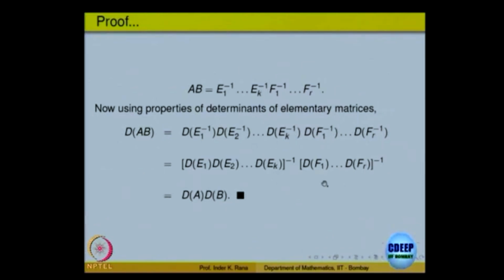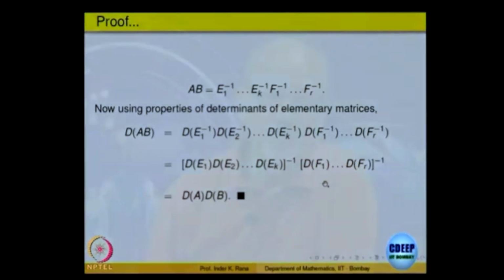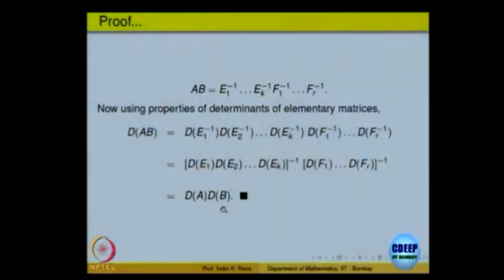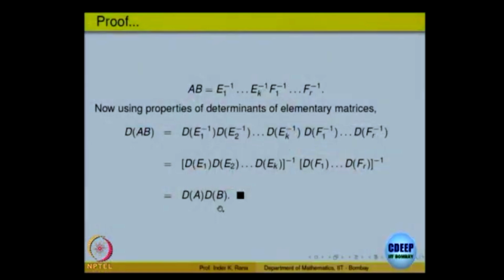So slowly, what we have done is this. Saying that A is invertible means you can pre-multiply by elementary matrices and make it equal to identity. That is one fact used. And second, for elementary matrices, the determinant has a product property: the determinant of a product of elementary matrices is the product of the determinants of those components. Those two properties are used to reduce that the determinant of the product AB is equal to the determinant of A times the determinant of B. So slowly, one by one, we have used these facts.